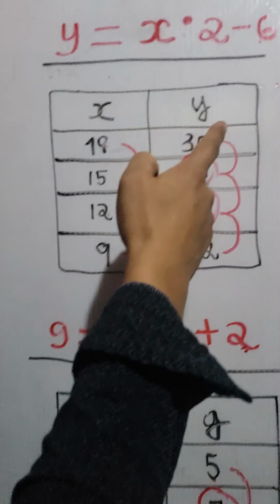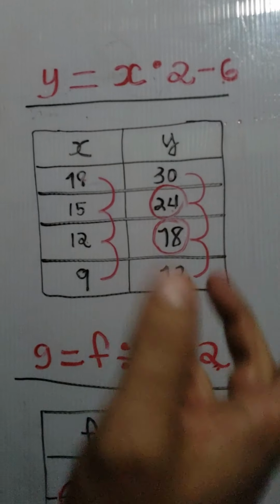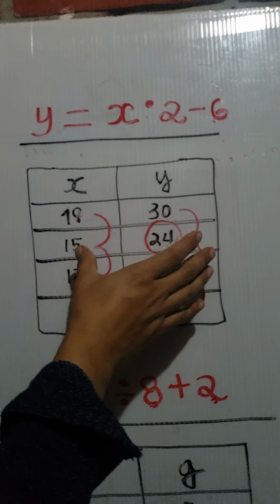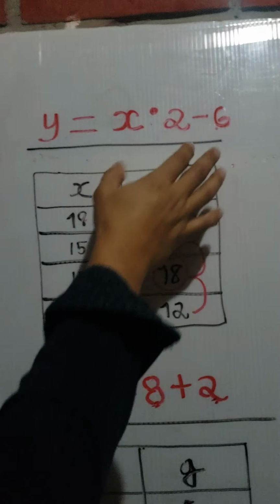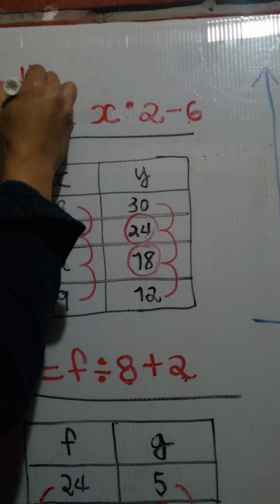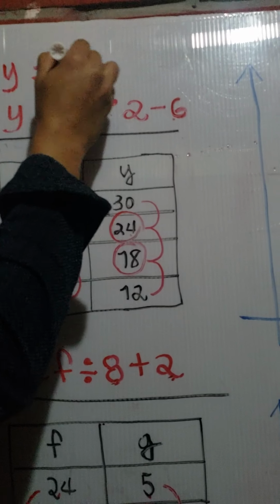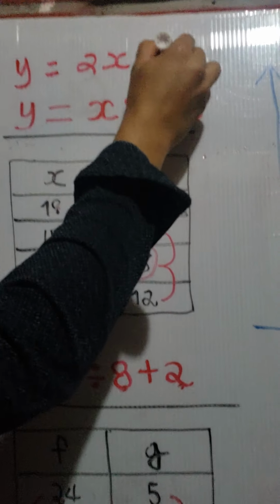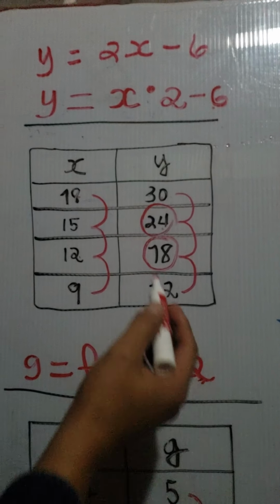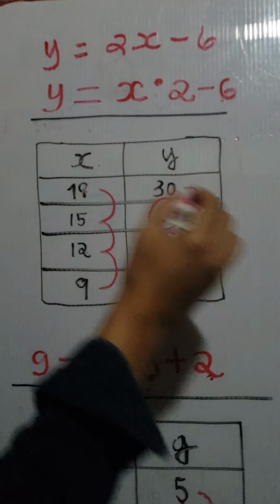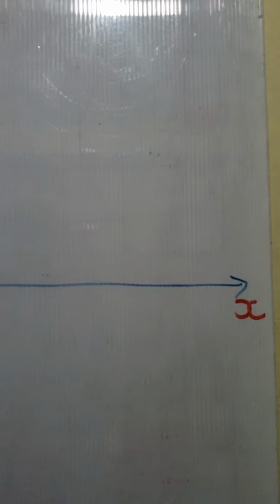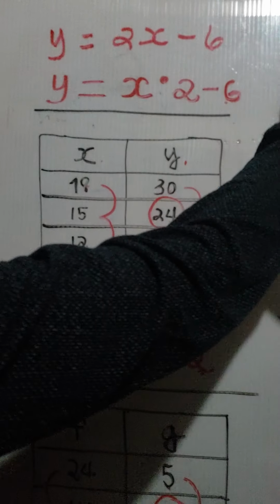See, this is one exercise of the homework. I tried to use the same exercises. And I am going to graph this equation. This equation is the same as y equals 2x minus 6, or x times 2 minus 6. The first thing we do is to identify the variable. This x is always the horizontal line, okay? And the y is vertical.